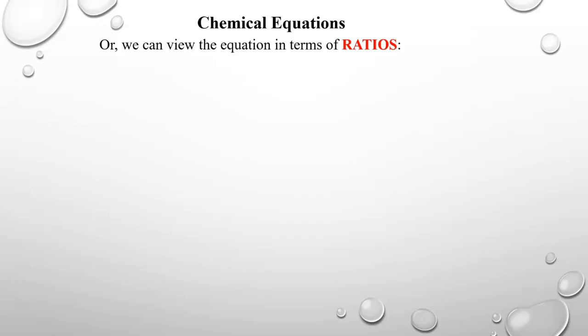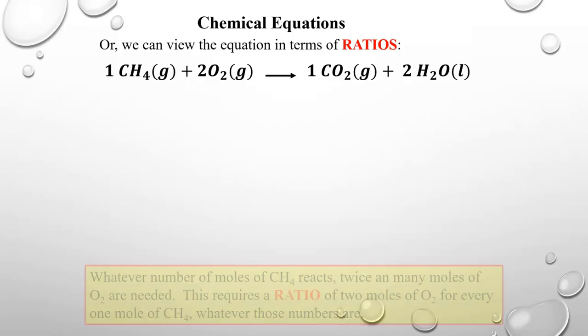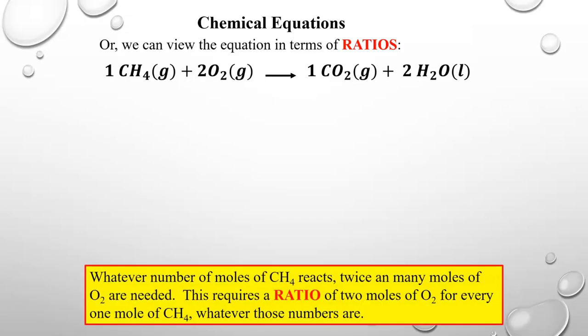Or we can view the equation in terms of ratios. What that means is this. If you look at that equation, you can say whatever number of moles of CH4 we have, that's going to react with twice as many moles of O2. This requires a ratio of 2 moles of O2 for every 1 mole of CH4, whatever those numbers are. So if you had 2 moles of CH4, you need twice as many of O2. That would be 4 moles.